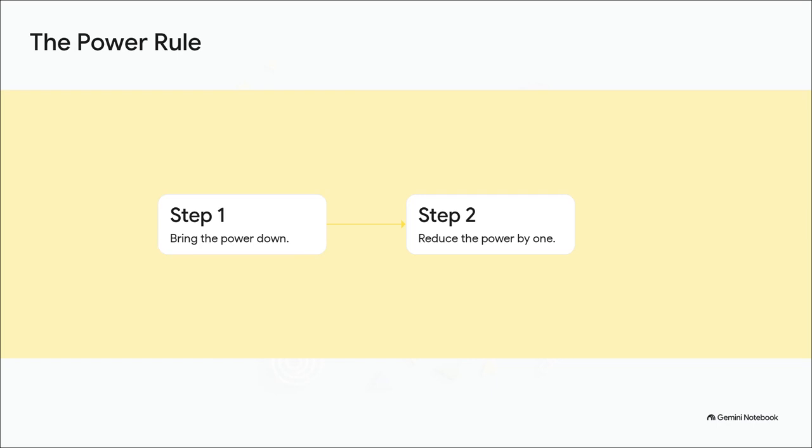And that brings us to the absolute king of basic differentiation, the power rule. It is incredibly simple. Step 1, bring the power down to the front. Step 2, reduce the power by 1. That's it. Let's do 3 quick examples. X squared, that becomes 2x. X cubed becomes 3x squared. X to the 7th becomes 7x to the 6th.